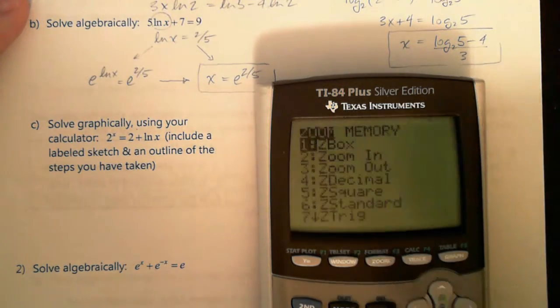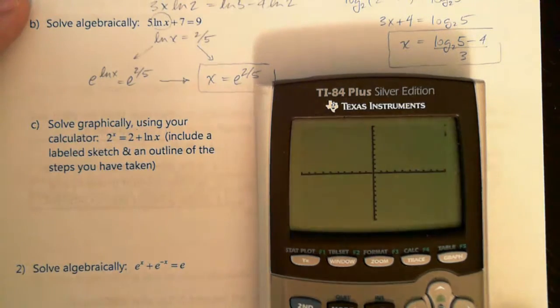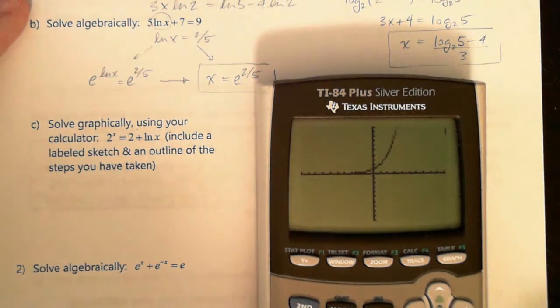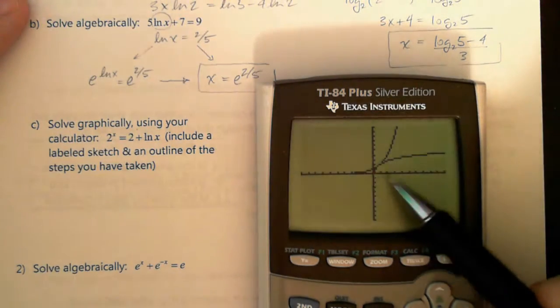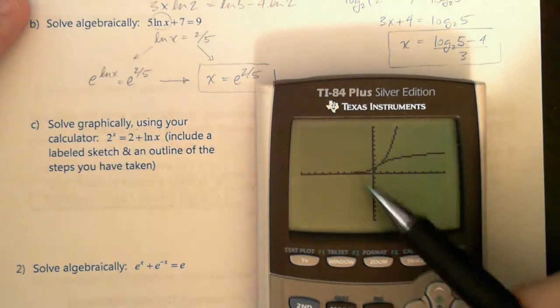Okay, and I'm just going to zoom 6. That's our standard window. We have one graph. There's the 2 to the x, and here comes 2 plus ln x. And 2 plus ln x is the natural log graph that's been shifted vertically up by 2 units. And it's hard to tell, but it looks like in there might be some intersection.